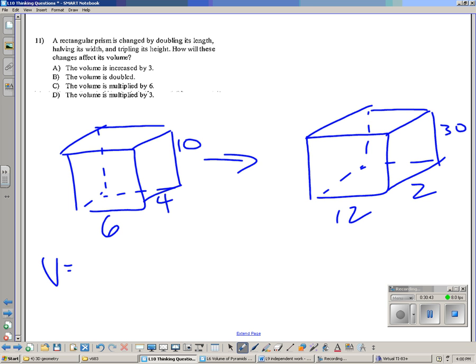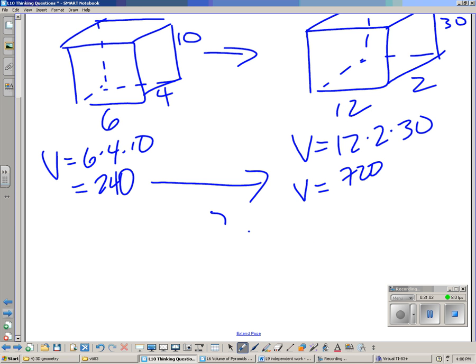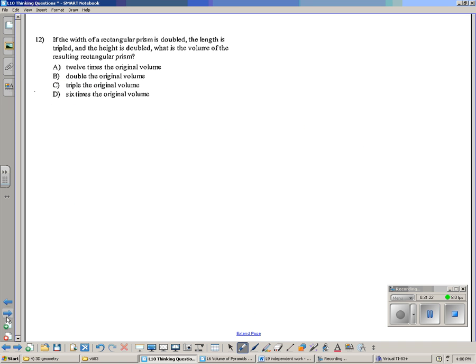So here's my old volume: 6 times 4 times 10, 240. New volume: 12 times 2 times 30. 24 times 30 is 720. So how do you go from 240 to 720? Well, if you're not sure, you can do 720 divided by 240, and you get 3. So you're actually multiplying by 3, which is the answer. The volume is multiplied by 3. It doesn't increase by 3. Increase by 3 would mean the volume goes from 240 to 243. That's not what we're doing. We're multiplying there. All right.